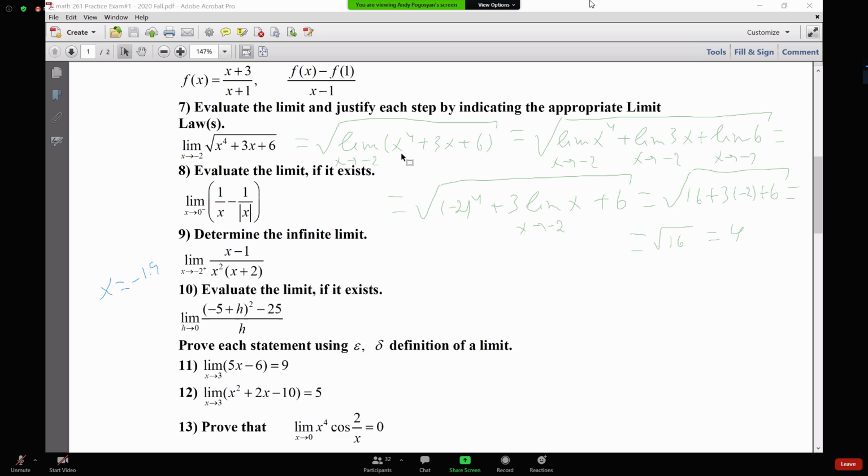But you just want to find out if it's positive or negative. So the numerator is negative because negative 1.9 minus 1 is negative. The denominator is positive because it's squared. So that means the answer is negative infinity, which means the limit does not exist. It says determine the infinite limit, so you know it's going to be infinite, but you just need to figure out the sign, negative or positive. And then write does not exist.